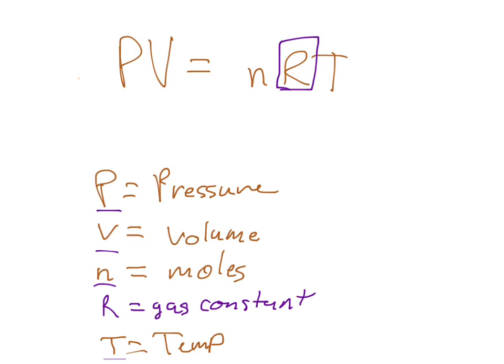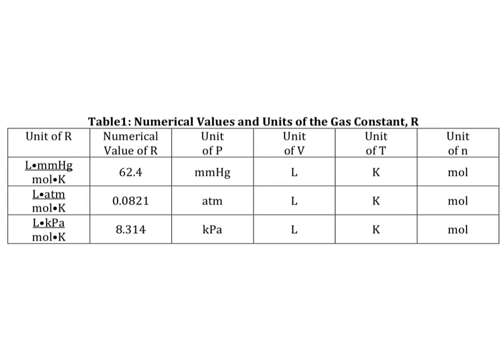Now let's go ahead and talk about R. This here is a table that shows the R values. There's 3 R values that we're going to deal with in this class, but notice what is different between each R value. Each R value will be in moles, so the units for N is moles.